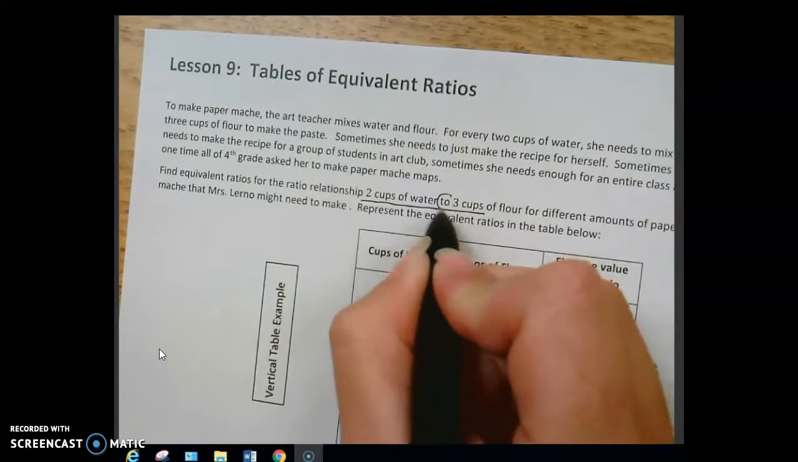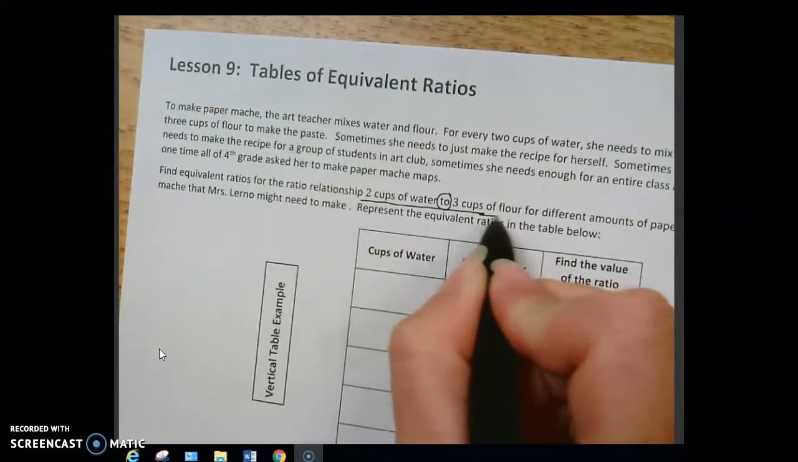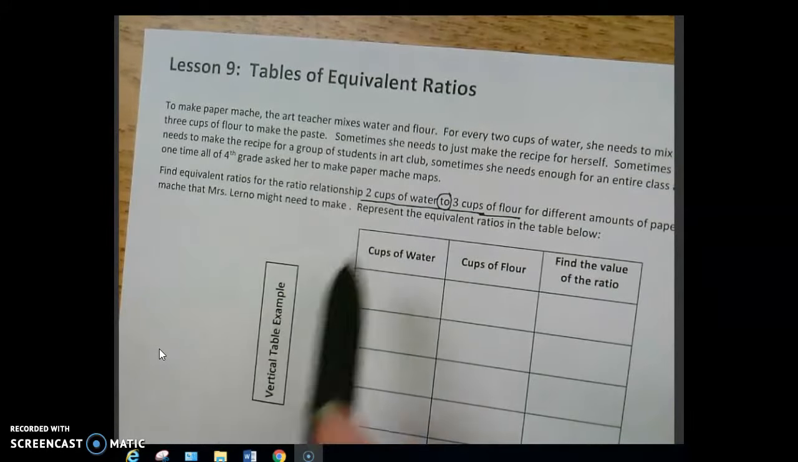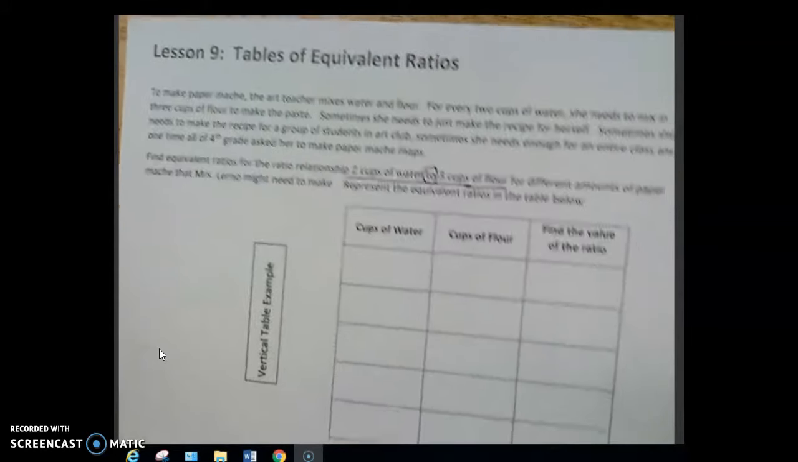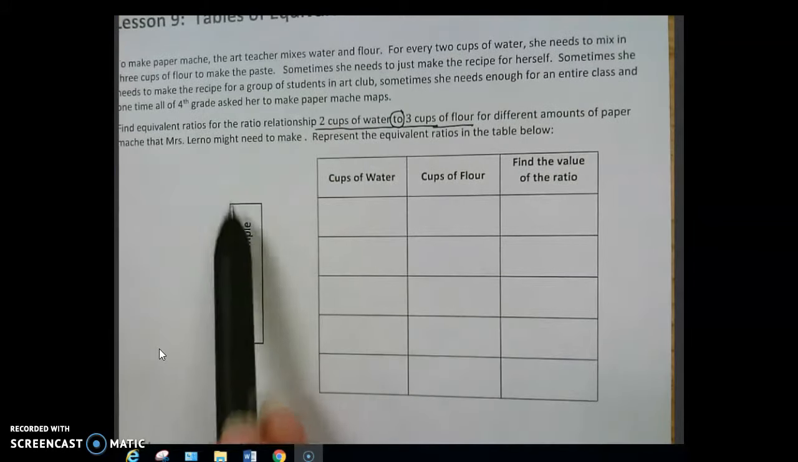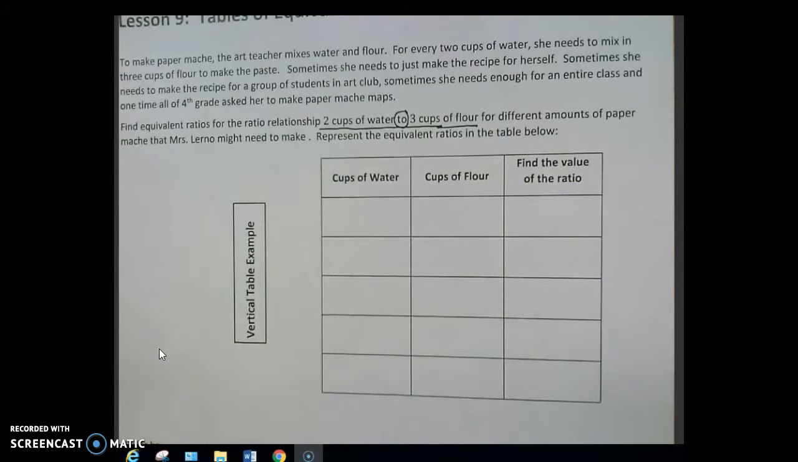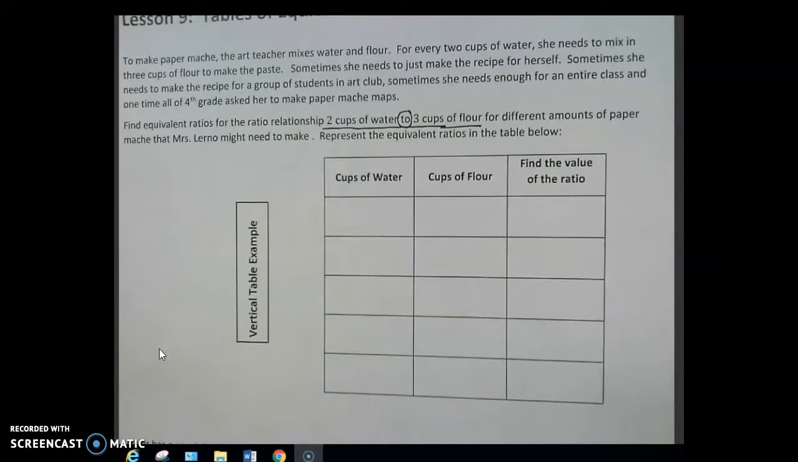2 cups of water to 3 cups of flour, for different amounts of paper mache that Mrs. Lerno might need to make. Represent the equivalent ratios in the table below. So this is an example of a vertical table going up and down. Vertical means up and down, like a basketball player or a volleyball player likes to have a large vertical jump. They like to be able to jump high over the net or to the basket.